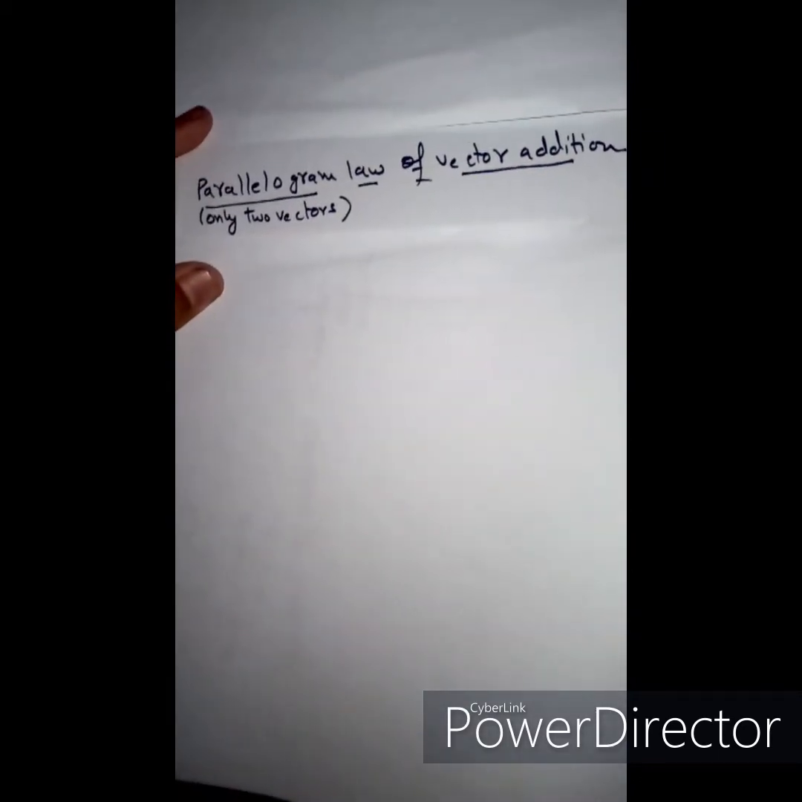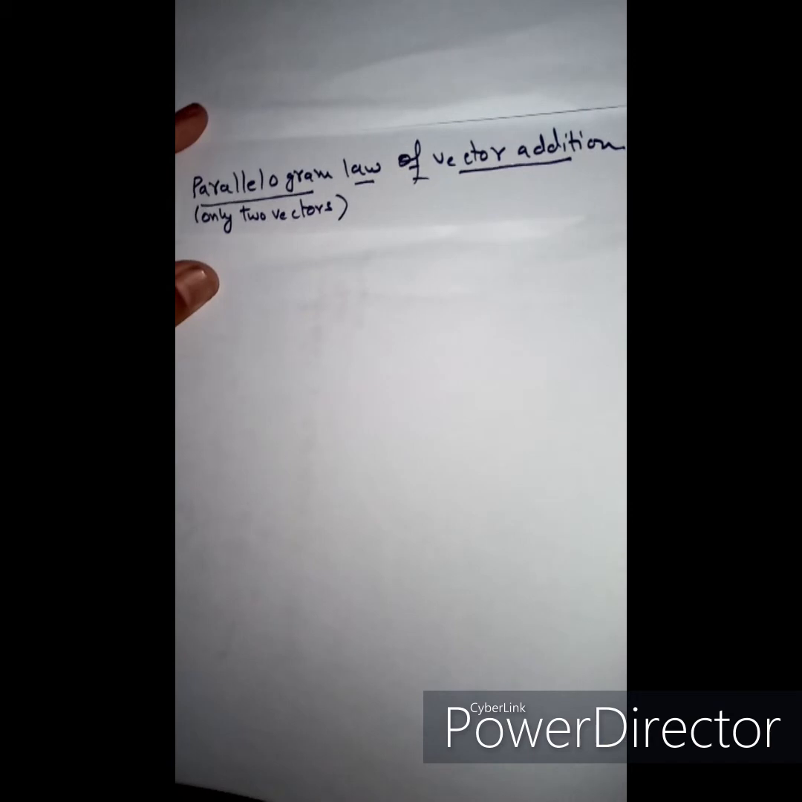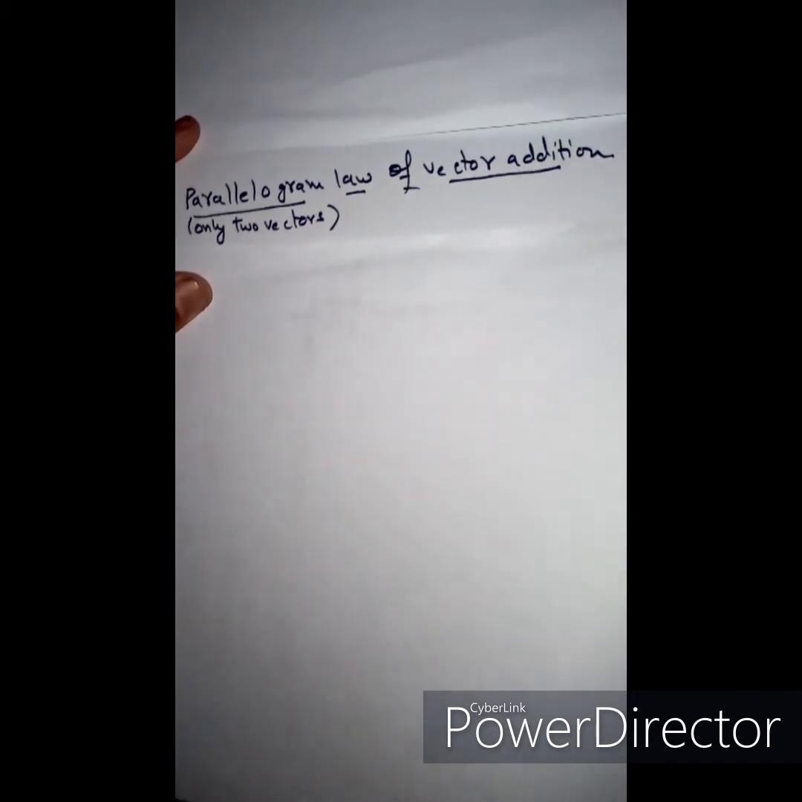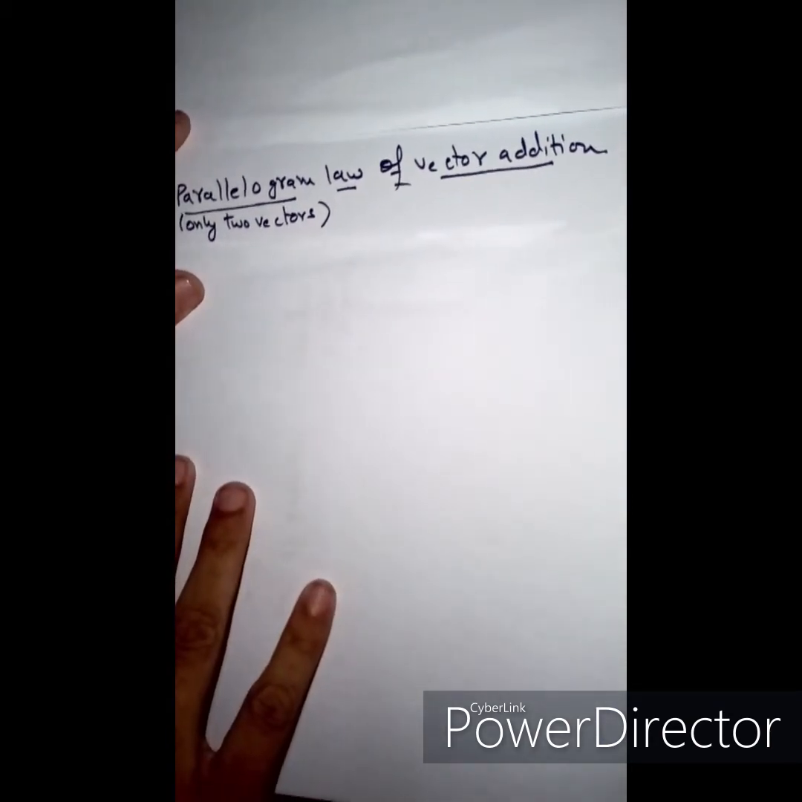Today we are going to discuss the parallelogram law of vector addition. We discussed the triangle law of vector addition in the previous lecture, which is valid for two vectors, and the parallelogram law of vector addition is also valid for two vectors. We can never add more than two vectors by using this. So this is quite simple.